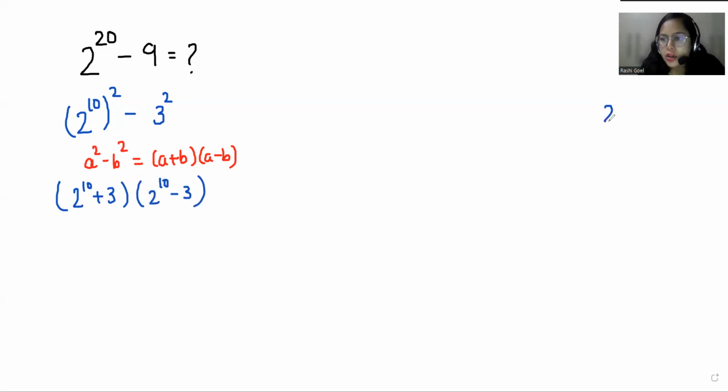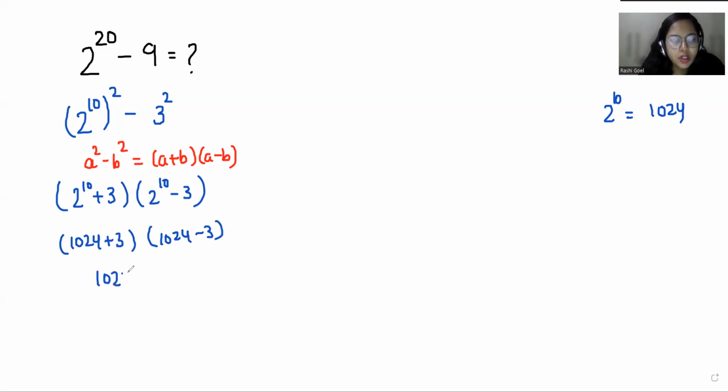2^10 is equal to 1024. So (1024 plus 3) times (1024 minus 3). So it becomes 1027 times 1021. 1027 we can write as (1000 plus 27) times (1000 plus 21).